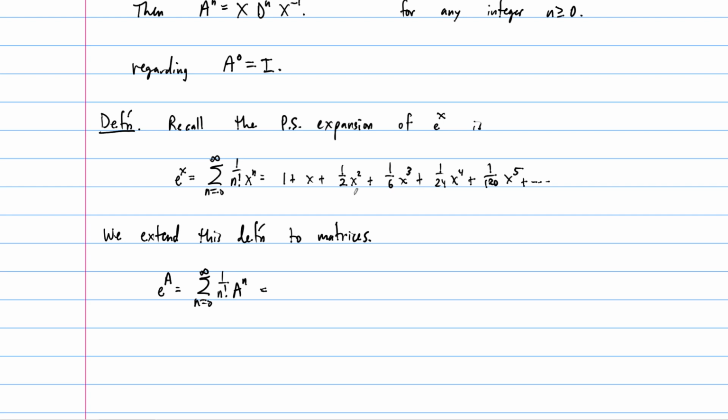In terms of our matrices, the only thing that changes is that the 1 becomes an identity. The next term is the matrix A itself. The next term is 1/2 A squared. The next term is 1/6 A cubed, etc. It just keeps on going. And so we get an infinite sum of matrices here.